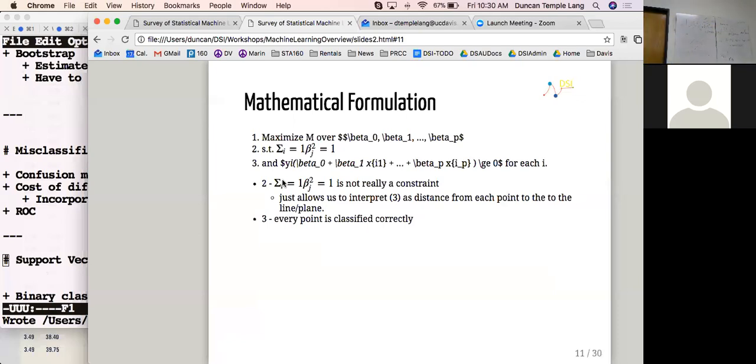And I'm subject to this: yi times the actual predicted value, whether I'm below the line or above the line. Where I am relative to the line will give me the answer. Everyone happy? Does everyone believe me that that will give me the maximum margin? I told you, I'm maximizing the margin.